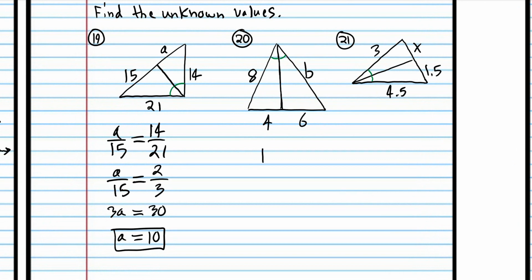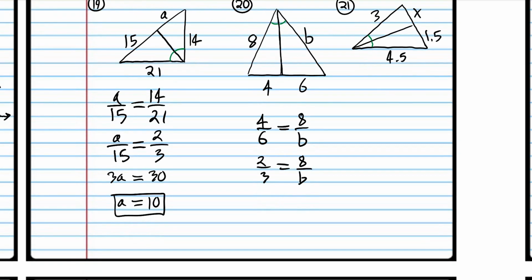So now 4 over 6 is equal to 8 over b. So 4 was on top, so the side touching it goes on top. And so now we're going to reduce 4 over 6, cross multiply, and we get 2b is equal to 24. Divide both sides by 2, and we get b is equal to 12.